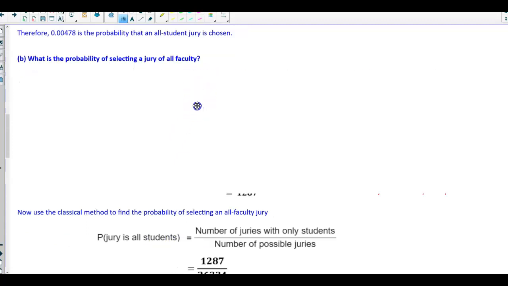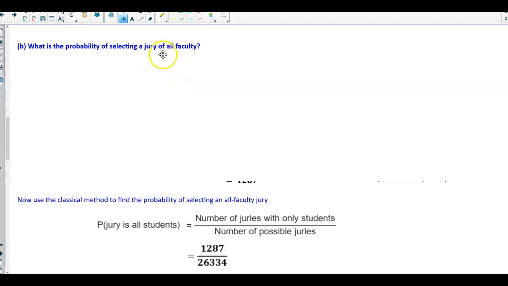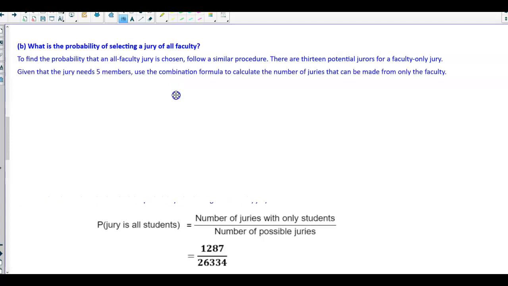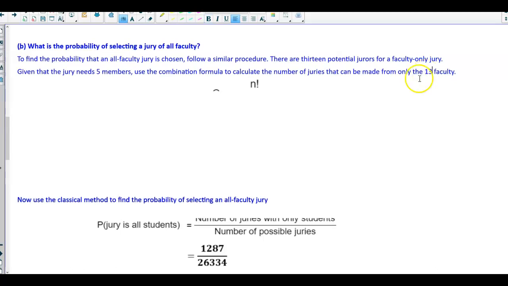Okay, next we want to find the probability of selecting a jury of all faculty. To find the probability that an all-faculty jury is chosen, we're going to follow a similar procedure as the previous step. There are 13 potential jurors for a faculty-only jury. Given that the jury needs 5 members, we're going to use the combination formula to calculate the number of juries that can be made from only the 13 faculty.